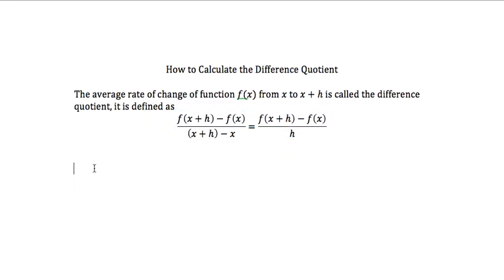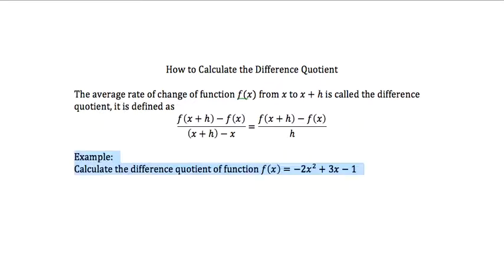Now, many students can memorize this definition, but they have some trouble doing the calculation. Let us use an example to show the students where to pay attention when you do this calculation. For example, let's calculate the difference quotient of the function f(x) equals negative 2x squared plus 3x minus 1.